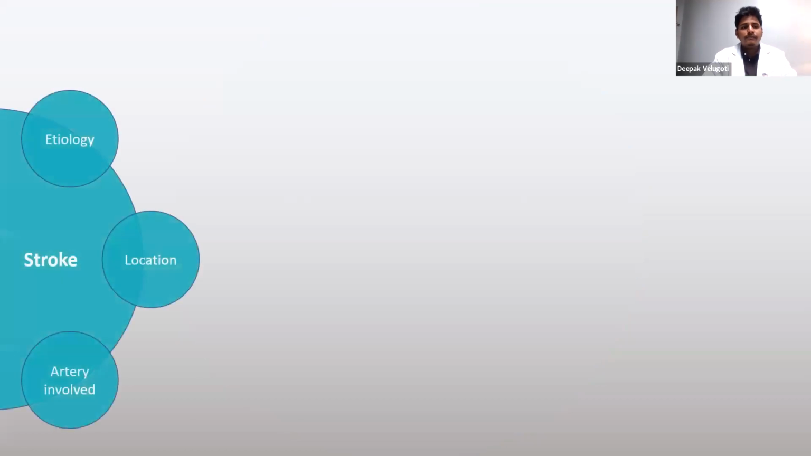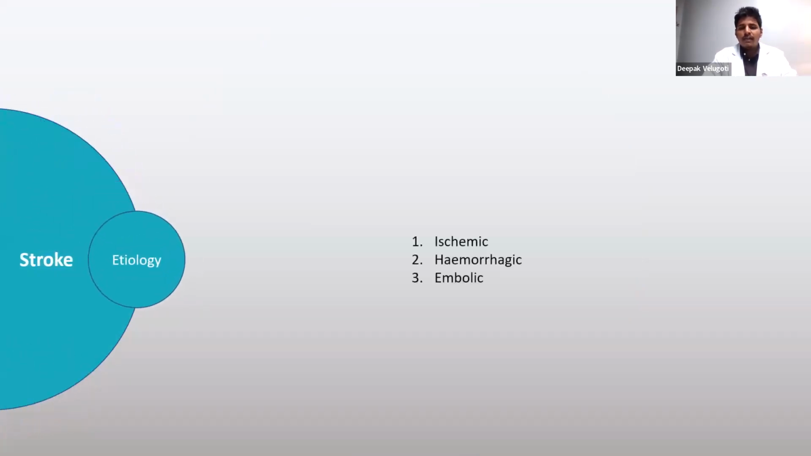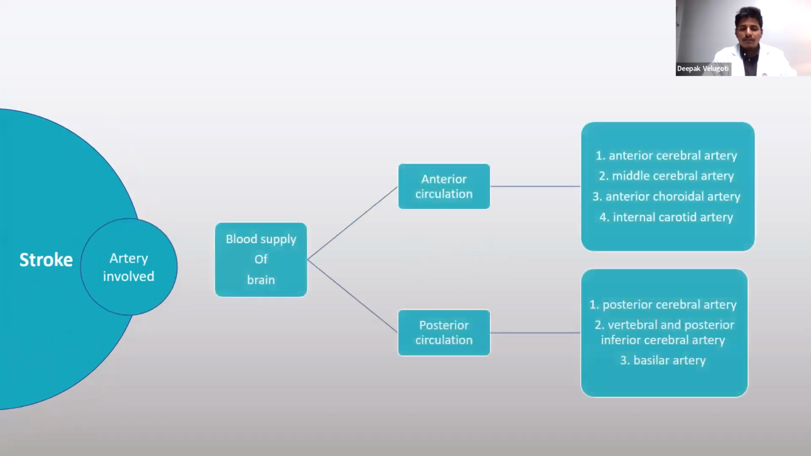Stroke is classified based on etiology, location, and the artery involved. Based on etiology, it can be classified as ischemic, hemorrhagic, and embolic. Based on location, it can be cortical, subcortical, and brainstem. And based on the arteries involved, it can be divided into anterior circulation and posterior circulation.